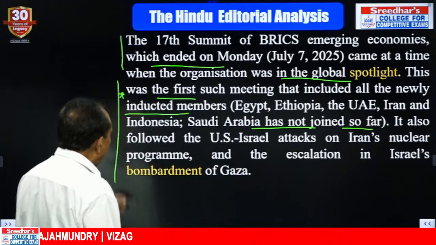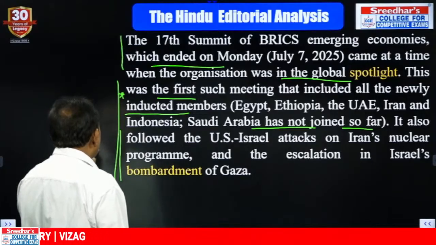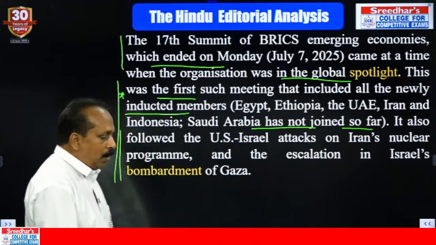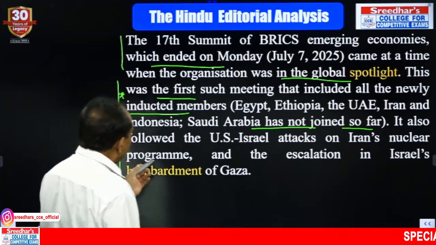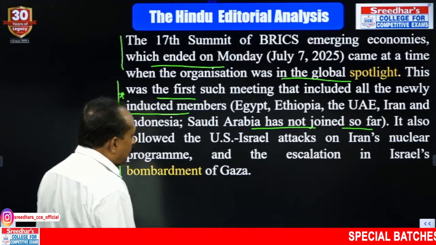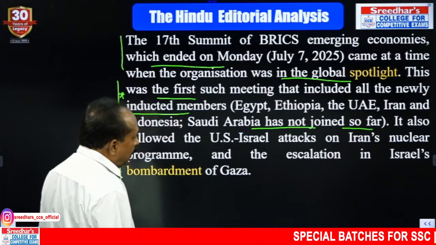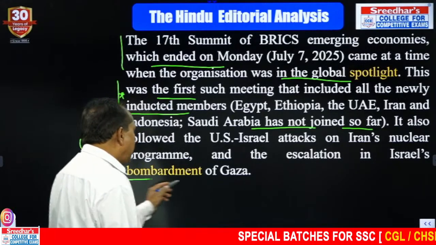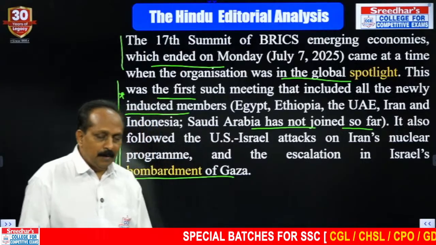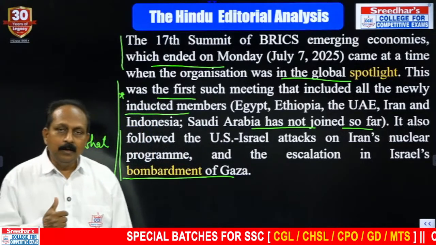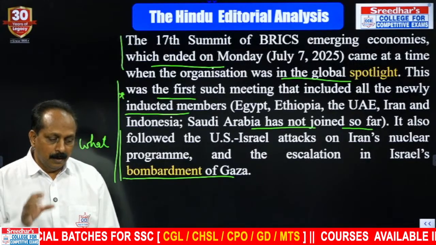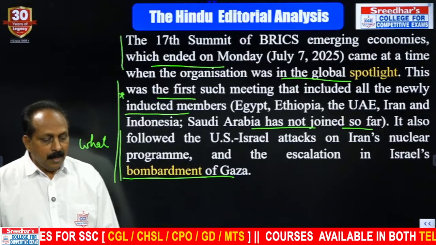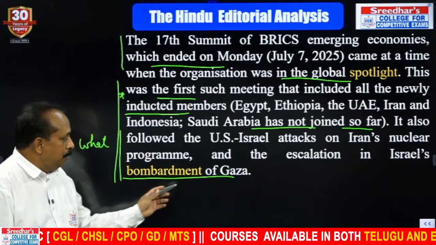It also followed. And what did they do? This answers the question, what did they do? What were the proceedings? What did they discuss? It also followed the US Israel attacks on Iran's nuclear program and the escalation in Israel's bombardment of Gaza. They must have focused on two things. One, the US Israeli attack on Iran's nuclear establishment. The other one, Israel bombarding Gaza.